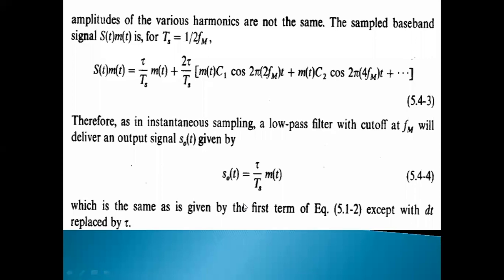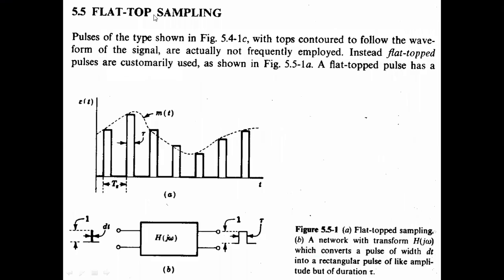This is the same as the first term of the previous expression from the sampling theorem, except that dt is replaced with tau. The dt is the small duration of the pulse, whereas tau is a somewhat larger duration of the pulse. This is pulse amplitude modulation. So natural sampling is also called pulse amplitude modulation.